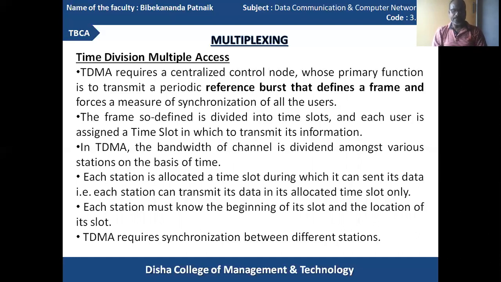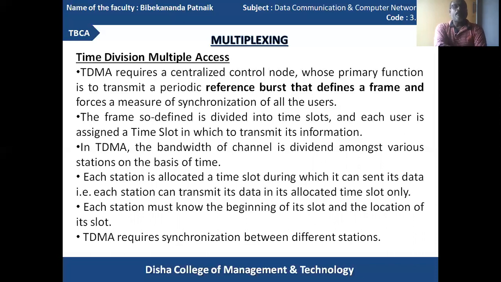The data transmitted during a single time slot is known as the reference burst or the burst, and a collection of bursts forms a frame. So every individual frame has its own collection of bursts. A burst is nothing but a time slot which is given to the subsequent transmitter.